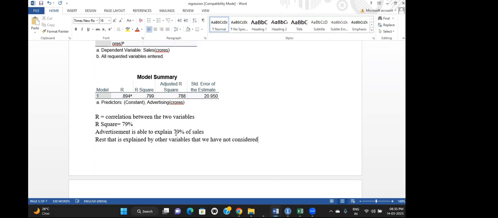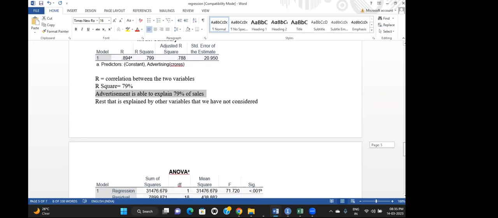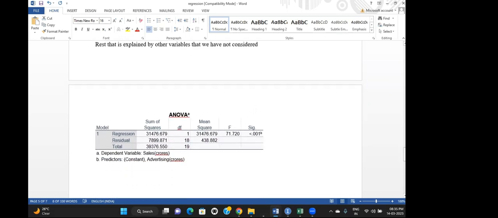It is not important that sales will be explained only by advertisement, right? There are a lot of other factors that will explain the sales. So this is the rest that is explained by other variables that we have not considered. So this is what it means. R square signifies that advertisement is able to explain 79% of the sales. Is it clear now? Next table, I hope it is clear.